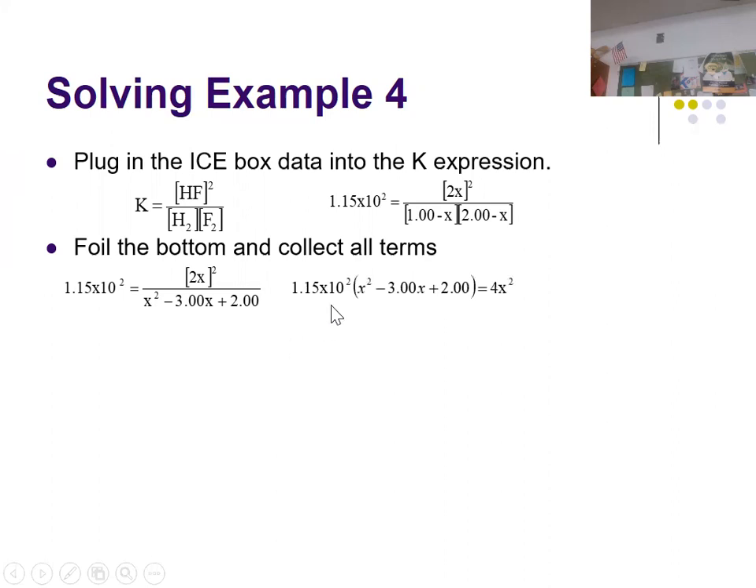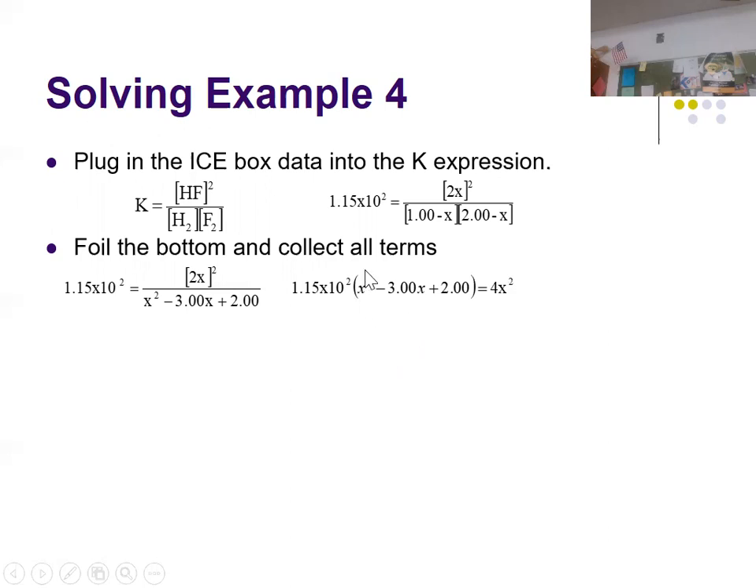And now I need to do that. Now I simplified something else, didn't I? In this problem, 2x squared is equal to 4x squared, because I need to distribute that 2 to everything inside the parentheses. So it's 2 squared and x squared. That's why it's 4x squared.